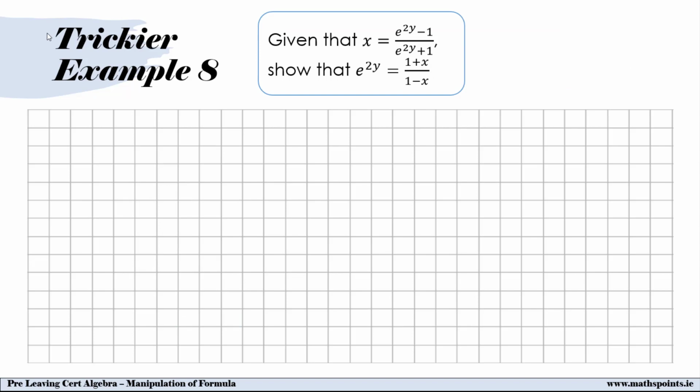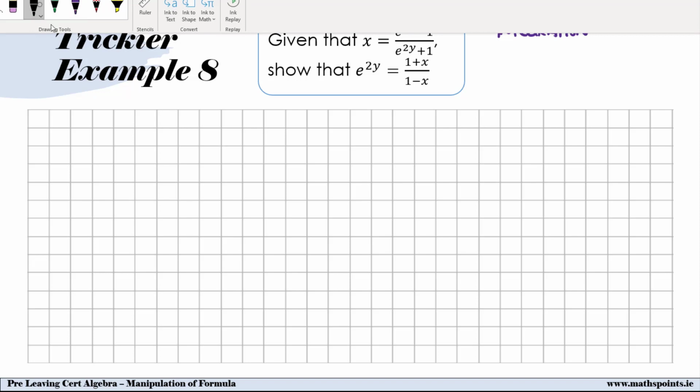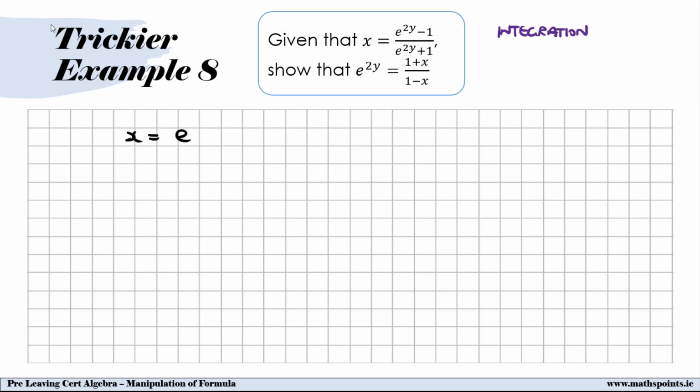So example 8 has been taken from a topic on the Leaving Cert called integration. It's a topic on Leaving Cert higher level maths. It's actually not on Leaving Cert ordinary level maths. And we've been given an equation x equals e to the power of 2y minus 1 over e to the power of 2y plus 1. And we've been asked to manipulate this equation so that e to the power of 2y is the subject of the formula.